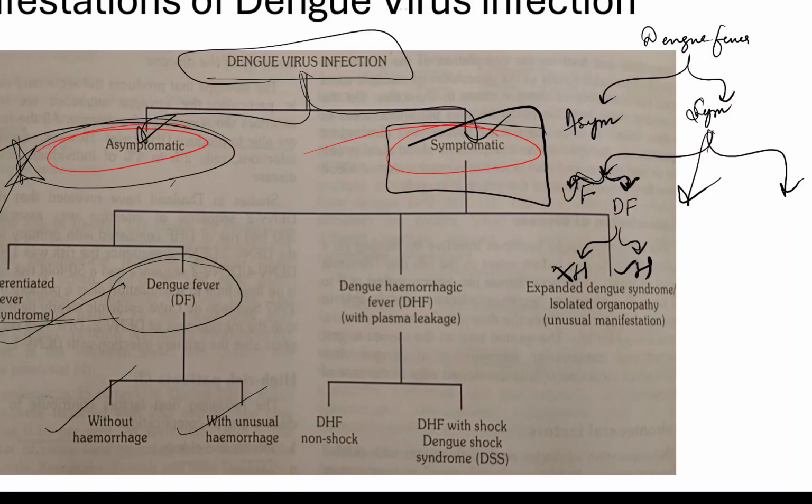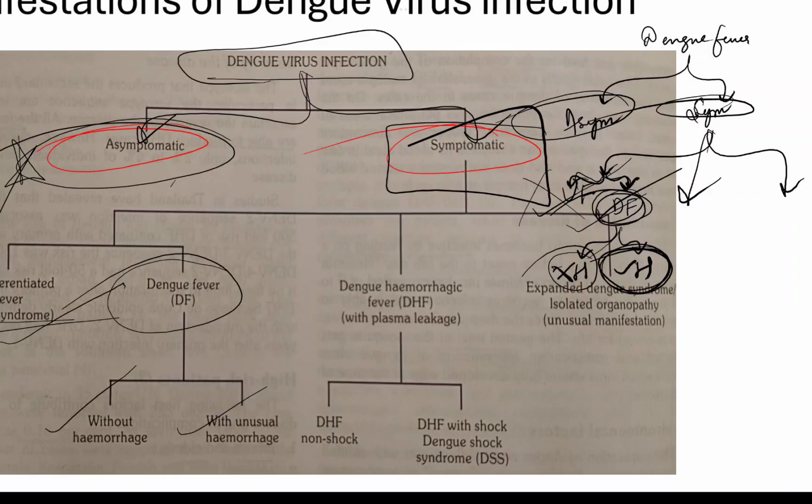Is it clear? Asymptomatic, symptomatic. In symptomatic, undifferentiated fever, differentiated fever. In differentiated fever, that is dengue fever. The fever was undifferentiated, and here you recognized it to be a dengue fever. The dengue fever can be without hemorrhage, or it can be with unusual hemorrhages.